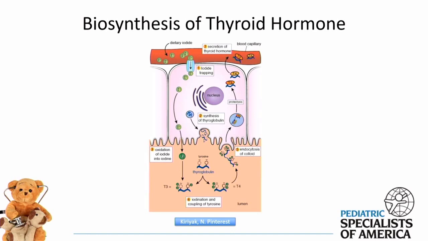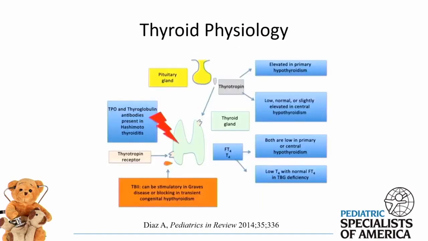Here we see all the problems that you can have in the thyroid function, thyroid production, like antibodies against thyroid peroxidase, problems in dyshormonogenesis that I'm going to mention later. This is a little figure that shows how the thyroid function works.